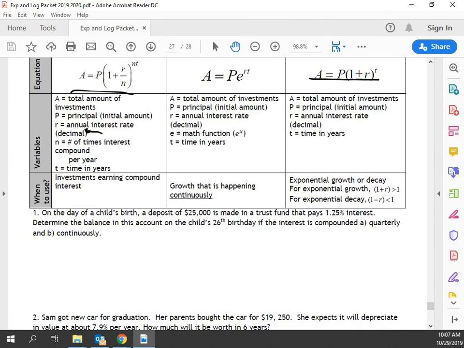All right, so let's look. On the day of his child's birth, a deposit of $25,000 is made in a trust fund that pays 1.25% interest. Determine the balance of this account on the child's 26th birthday if the interest is compounded quarterly and then if it's compounded continuously. So the first one we're going to look at is quarterly.